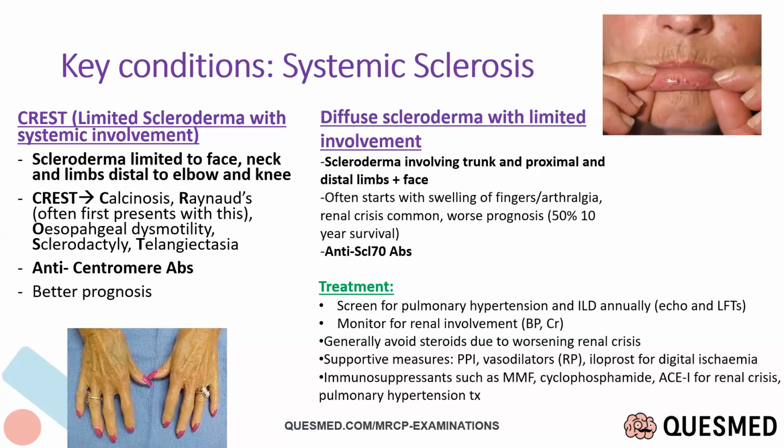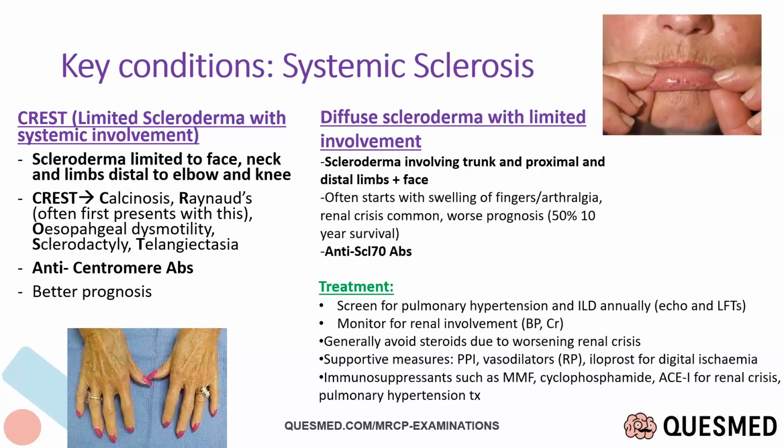Whereas in diffuse scleroderma, you have the scleroderma involving the trunk and the proximal and distal limbs and face. So this condition often starts with swelling of the fingers and arthralgias, and the renal crisis is more common. So you should look out for this even more in these patients, and always be monitoring their blood pressure. It generally has a worse prognosis, and there's actually not a great survival rate. So 50% of patients have a 10-year survival, which I think is really poor.